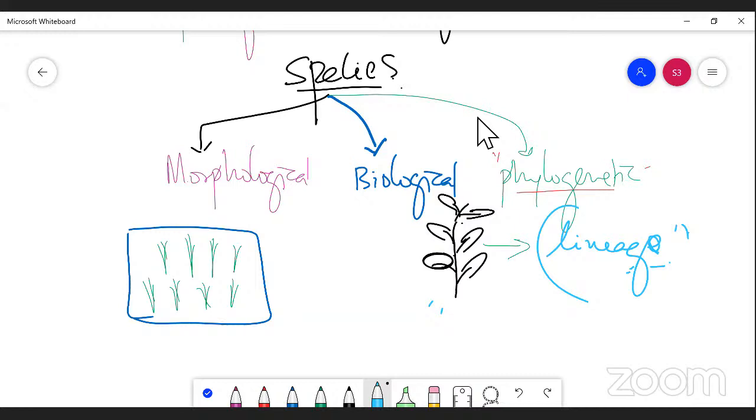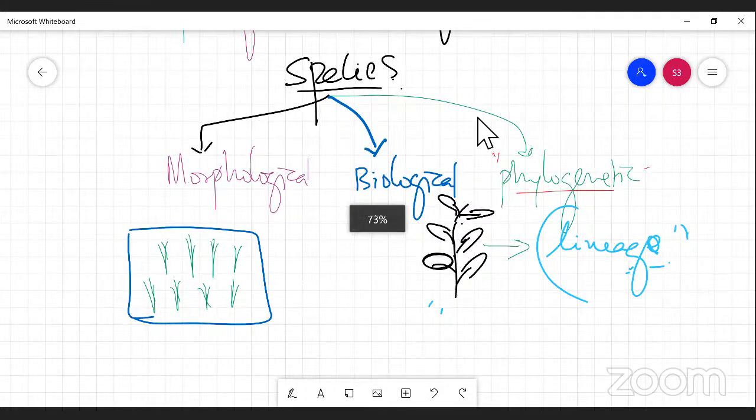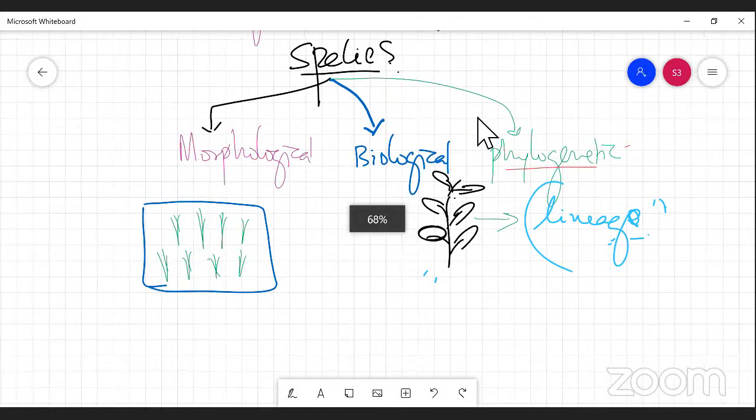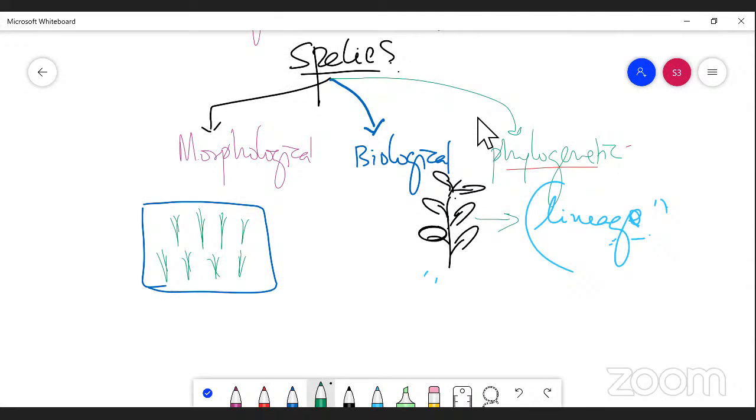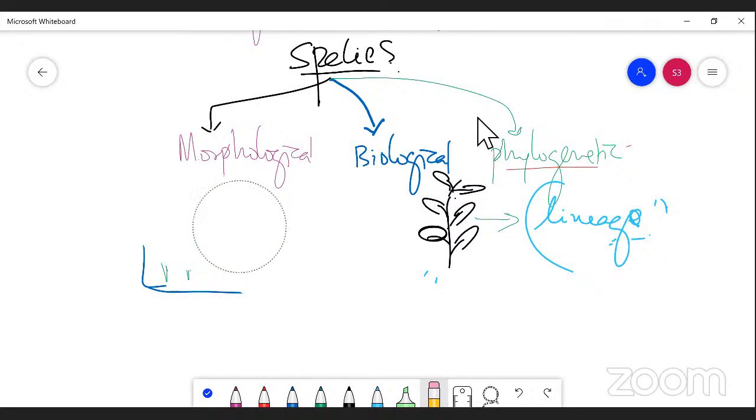Okay. Now I'm going to talk about morphological species. It is also known as taxonomical species. Dear students, please understand. Morphological species is also known as taxonomical species.